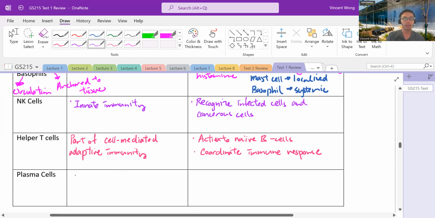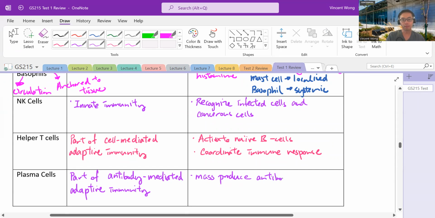Plasma cells, they are part of, instead of cell-mediated, we have antibody-mediated adaptive immunity. And their main function is to mass produce antibodies. Okay.